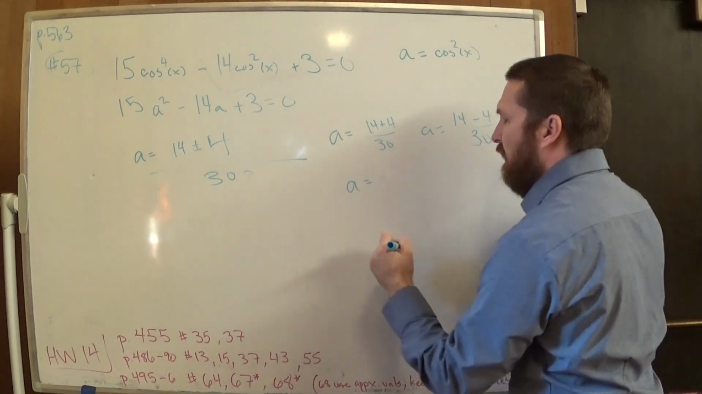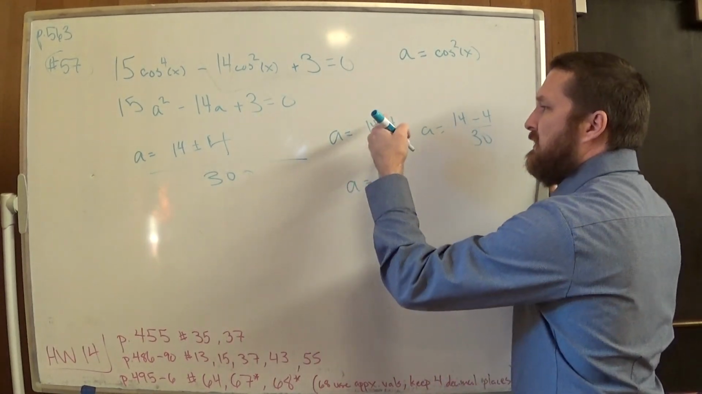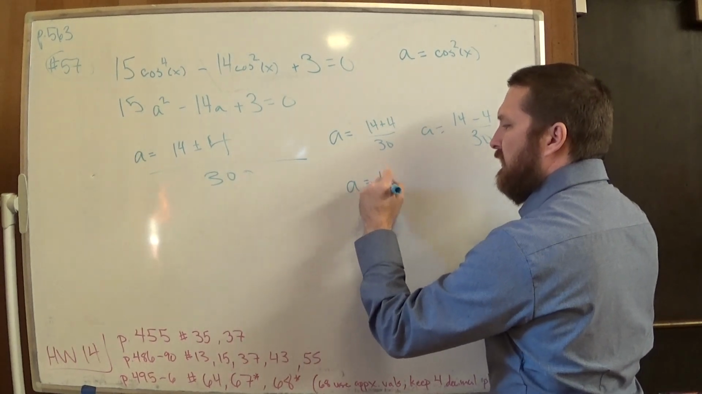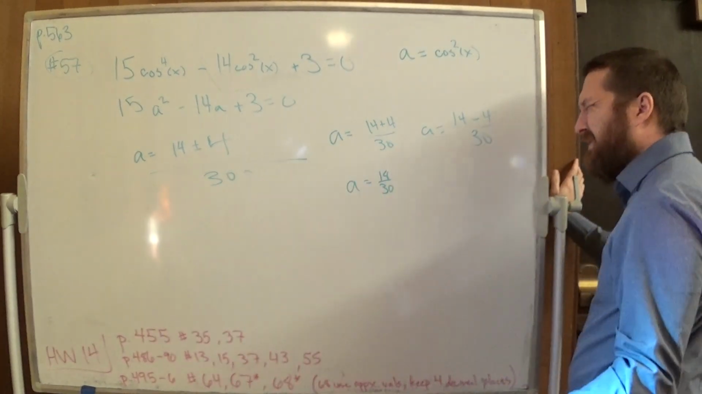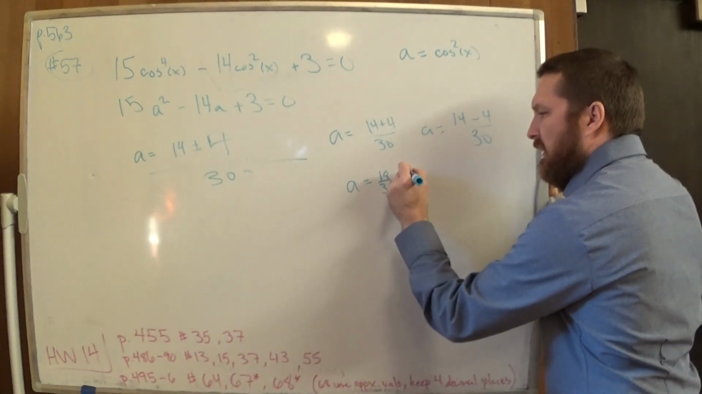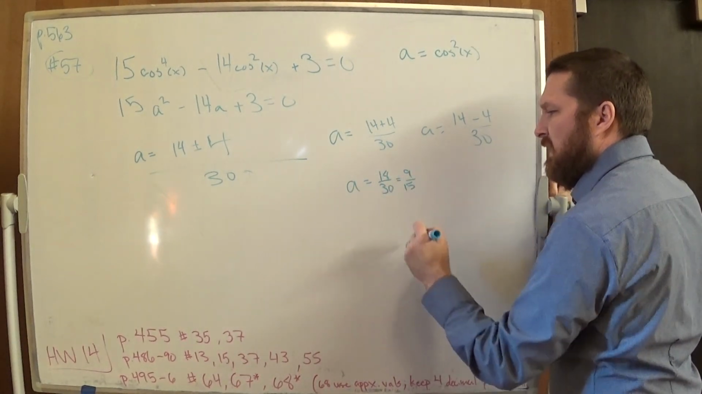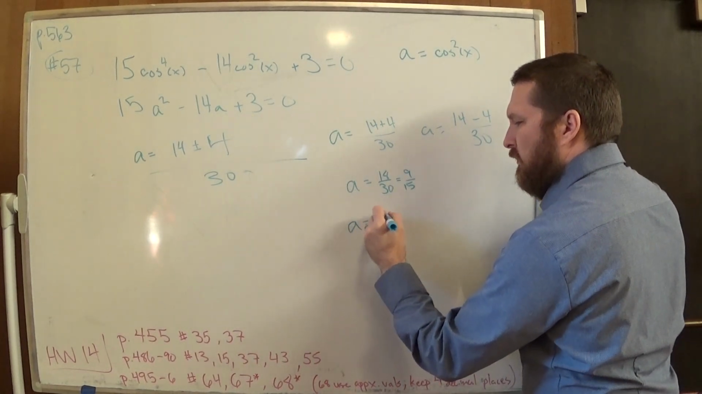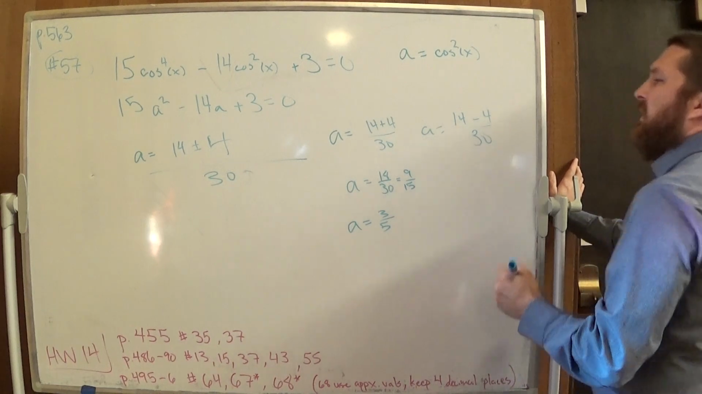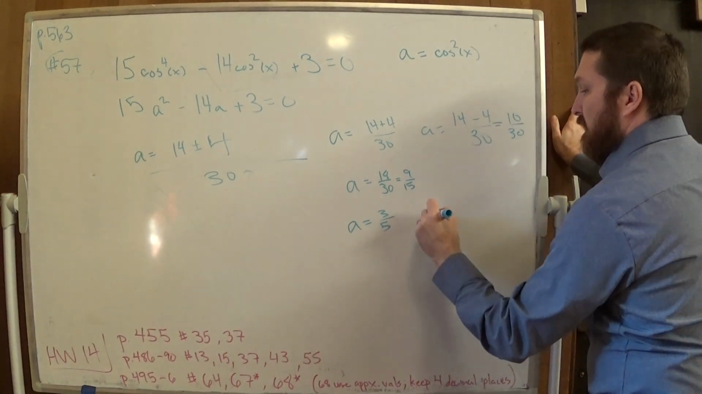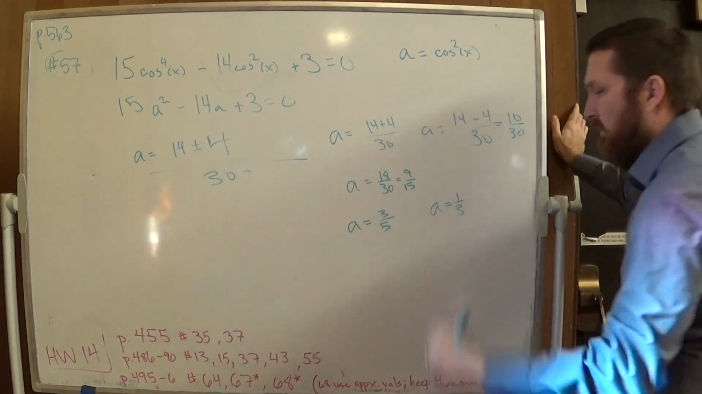I don't think so. A is 18 over 30. Did I do that right? 14 plus 4 is 18, right? Half of that would be 9 over 15, which is what? 3/5. Yeah. 3/5. Okay. 14 minus 4 is 10 over 30. That one's easy. That's 1/3. Everybody got that? Yeah.